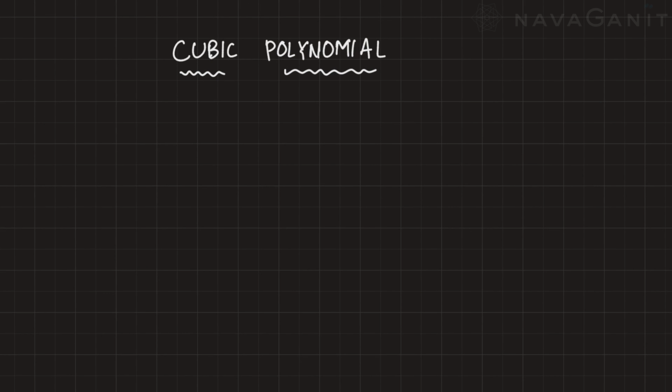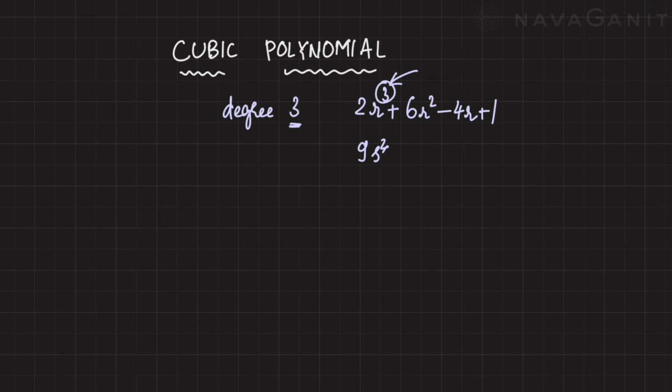What is a cubic polynomial? A polynomial with a degree of 3 is a cubic polynomial. For example, if we have 2r cube plus 6r square minus 4r plus 1, this is a polynomial whose degree is 3, so this is a cubic polynomial. 9s cube minus 5s minus 3 is also a cubic polynomial because the degree of the polynomial is 3.